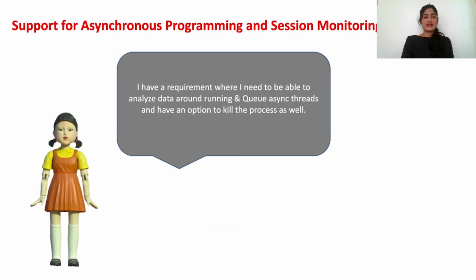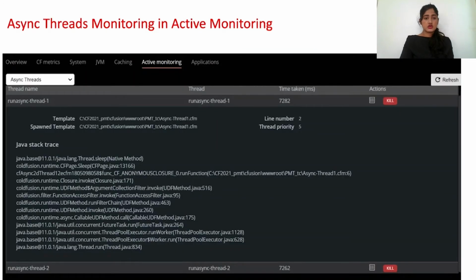Now moving on to our next enhancement. In PMT 2021, we added features for capturing a lot of data around CF threads, and we got requests to do the same for async threads as well. To monitor currently active requests, queries, and CF threads, we have a section called active monitoring in PMT. This is what the active monitoring page looks like in the PMT dashboard.